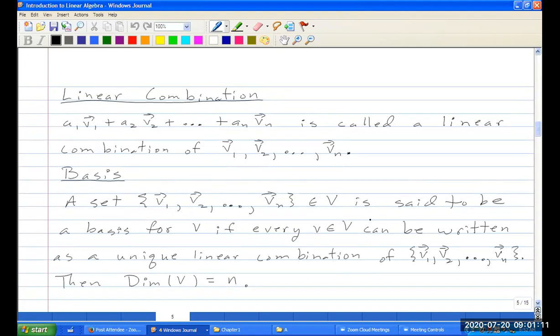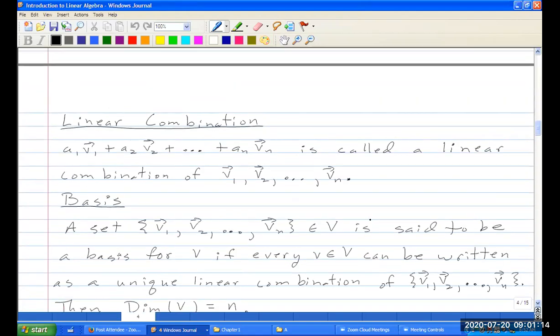A linear combination. Suppose you have some vector, and suppose you have this little vector here and this little vector here. Can you write it as a scalar multiple of this plus a scalar multiple of the other one? Well, I don't know, can I? That is called a linear combination.